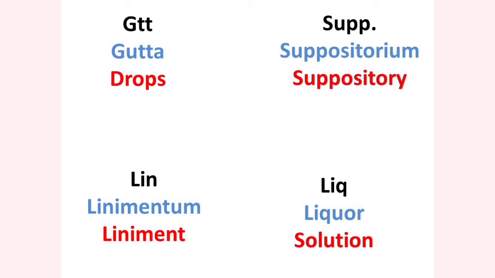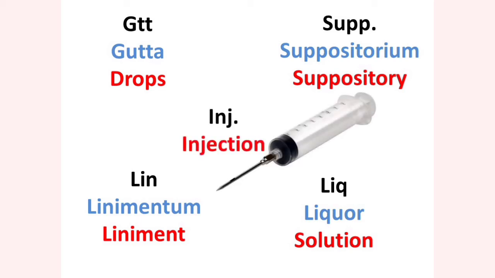And another is LIQ, which means liquor in Latin and solution in English. Another is INJ, which represents injection, which is used for delivering several types of drugs such as intramuscular, intravenous, intrathecal, intradermal, subcutaneous. For everything you need the injection. Another is LOT, which represents lotion. And another is SUSP, which means suspension. Suspension is the dosage form in which powder particles are suspended in water with a suspending agent.